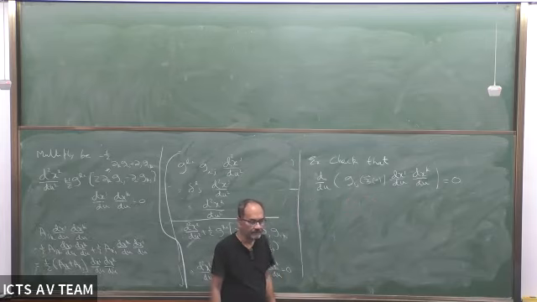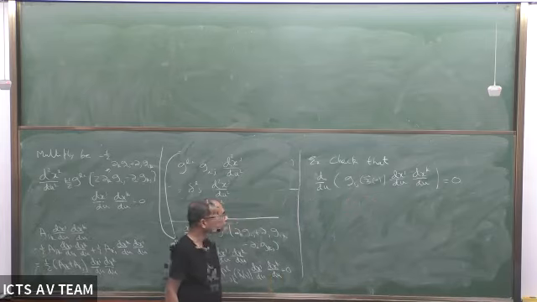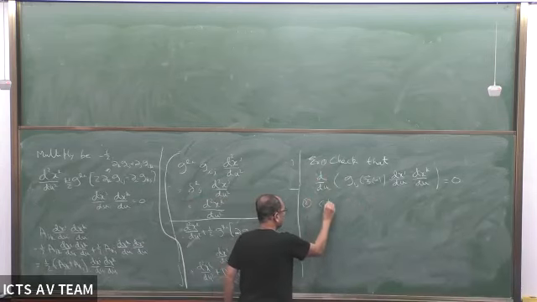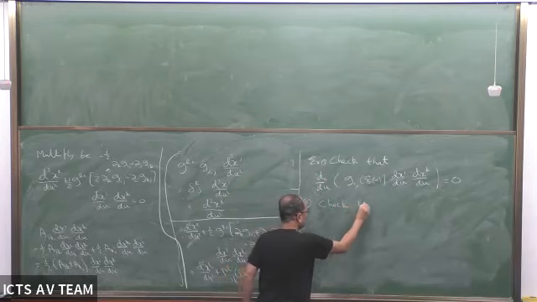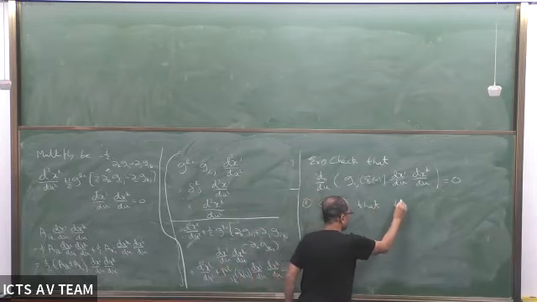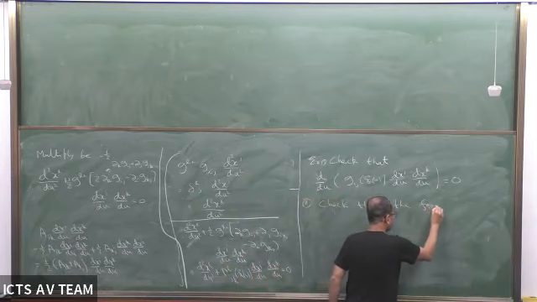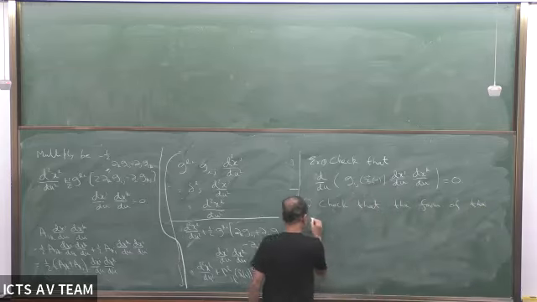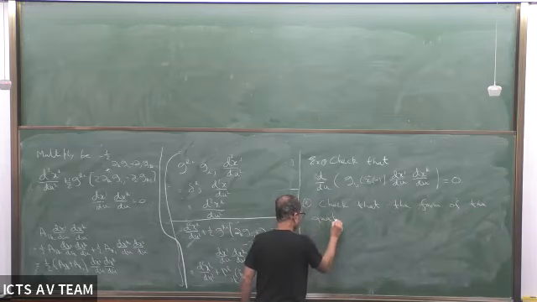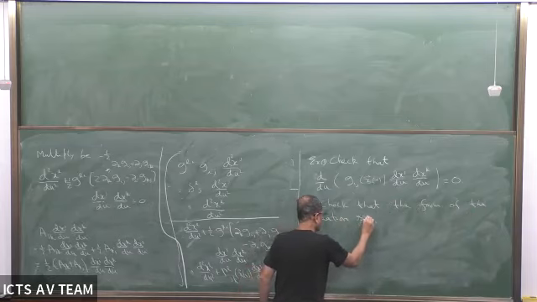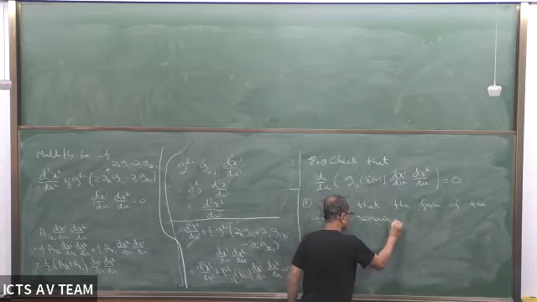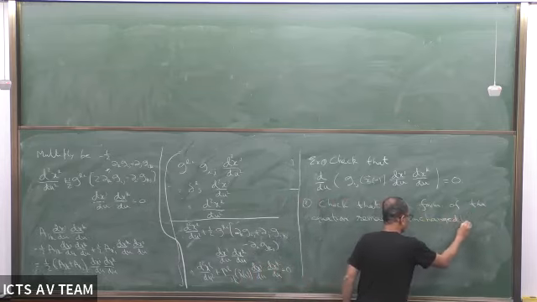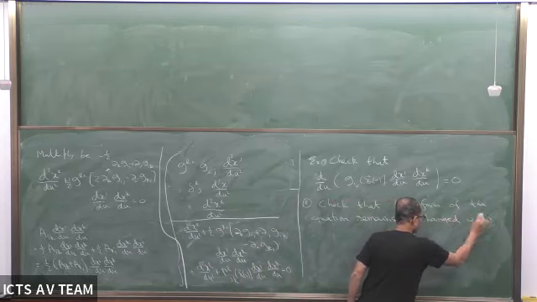Is this clear? So this is the first exercise. The second exercise is to check that the form of the equation remains unchanged under coordinate transformation.